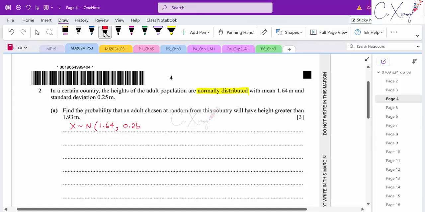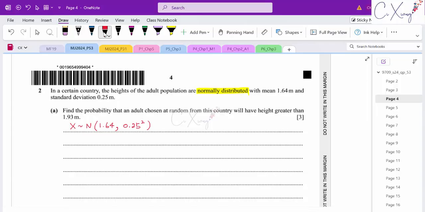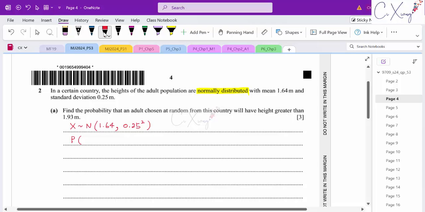But in the parameter, when we want to find the parameter for this bracket, it should be a square, right? It should be a variance, so you have to square it. 0.25 is the standard deviation and you square it to become the variance. Then after that, they want us to find the probability that x is greater than 1.93. So x, the height, is more than 1.93. Because this is a normal distribution, to find the probability you have to standardize it to become Z.